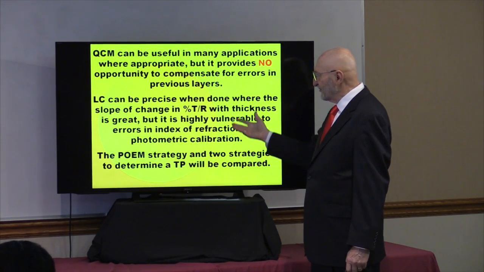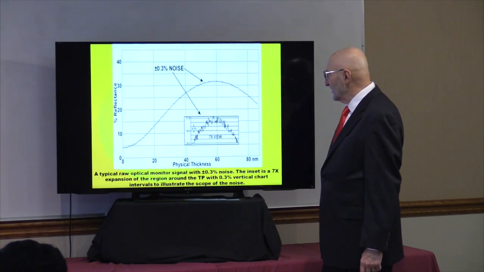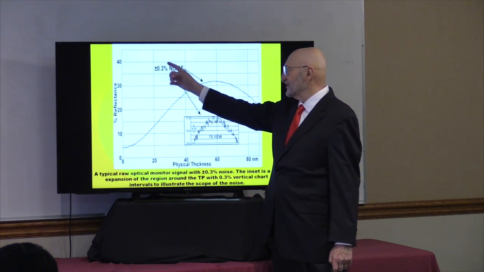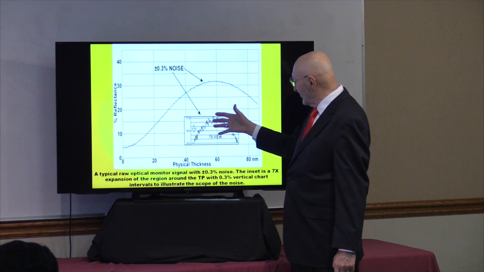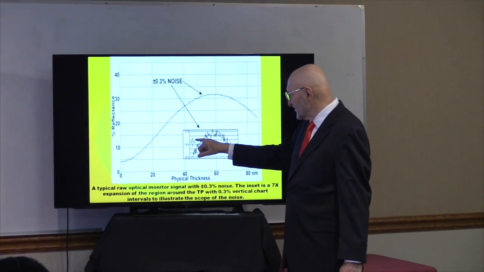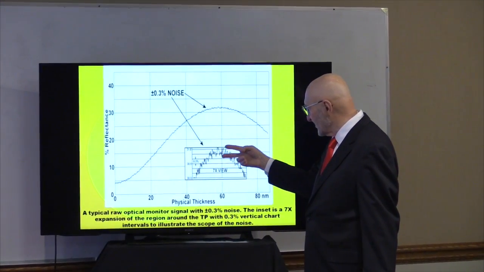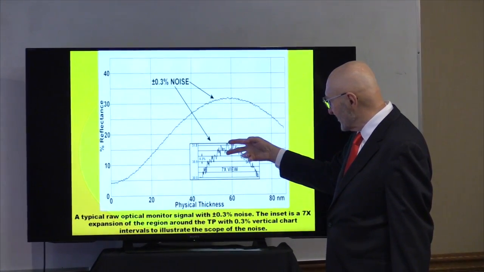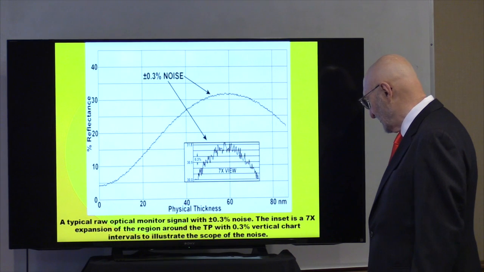So I've probably said most of what I have to say about these. Now let's look at the effect of noise. This is only 0.3% full-scale noise, so it's not too bad. I've blown this up 7 times here, and my scale divisions are 0.3%. So you can see this is RMS, or plus or minus 0.3%. So that's a feel for what we're talking about.